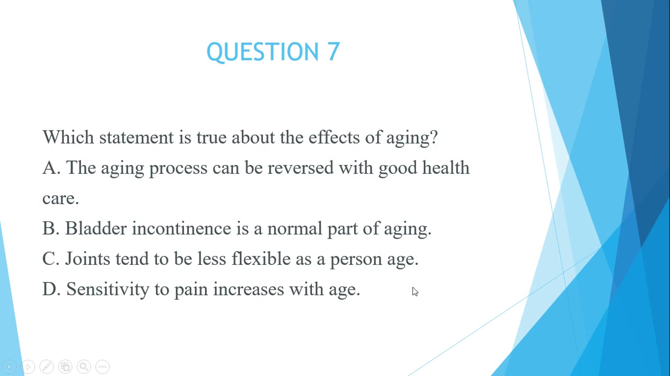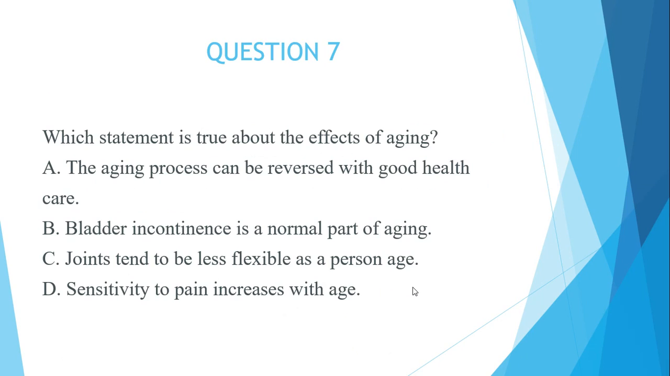Which statement is true about the effect of aging? The aging process can be reversed with good health care. Bladder incontinence is a normal part of aging. Joints tend to be less flexible as a person ages. Sensitivity to pain increases with age. Which one is the correct answer?